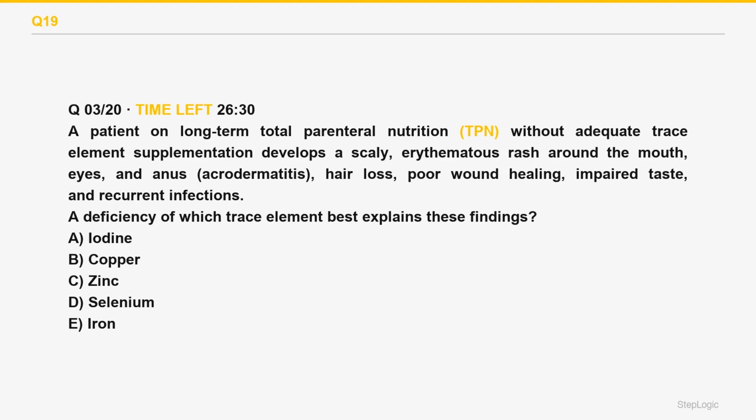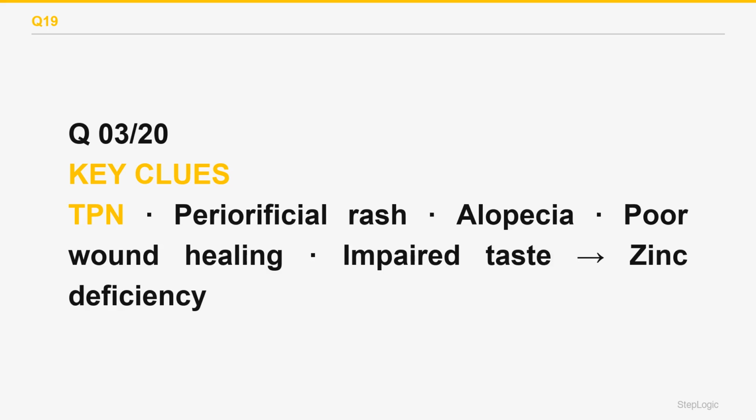Read the command: which trace element? TPN, periorificial rash, alopecia, poor wound healing, impaired taste. Zinc deficiency. This is zinc deficiency. Zinc is a cofactor for hundreds of enzymes, including many involved in DNA synthesis, wound healing, immune function, and the sense of taste and smell.